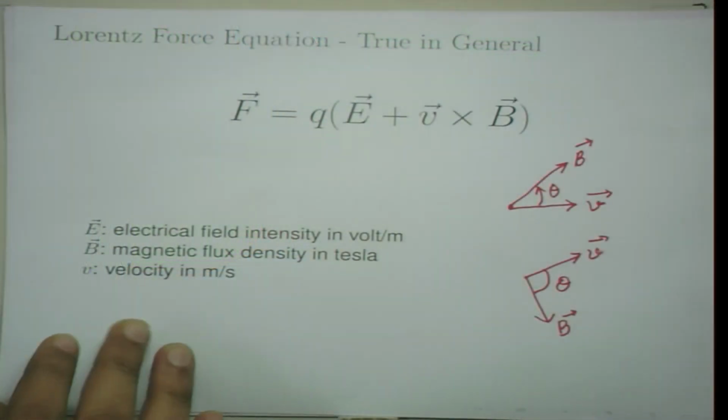Now, this means that you need to have a separate set of rules or laws which determine how E and B are determined. These laws are in fact called Maxwell's equations or Maxwell's laws, and we shall see this set of laws in the next few slides.